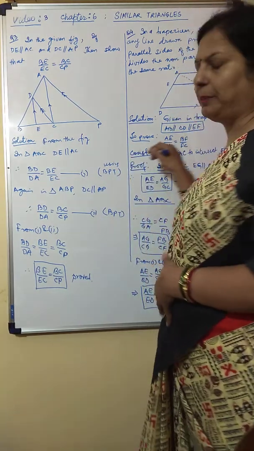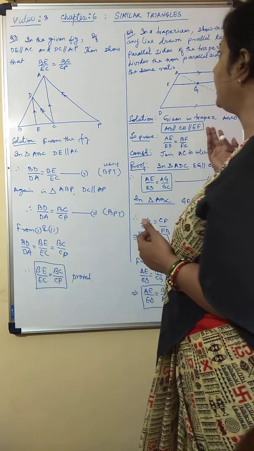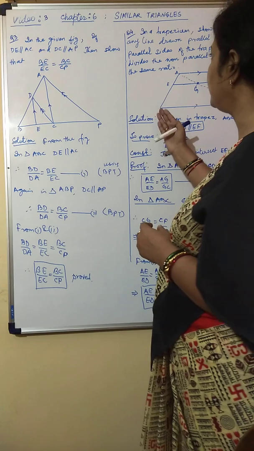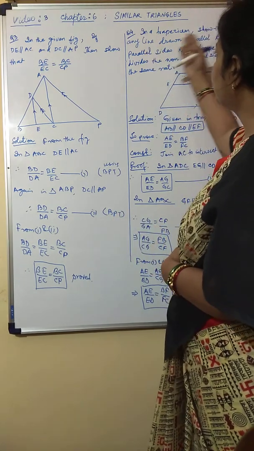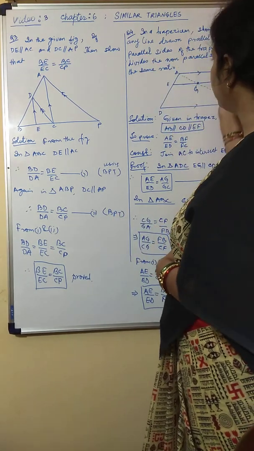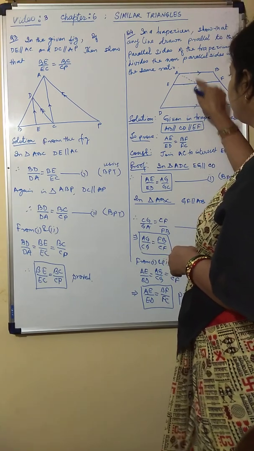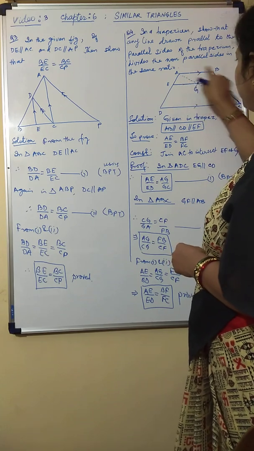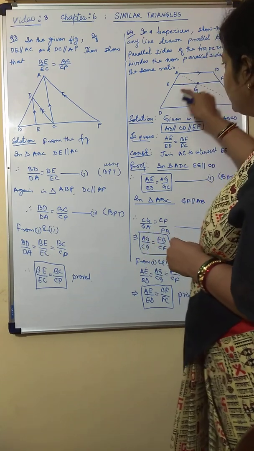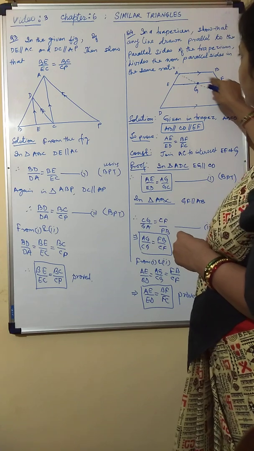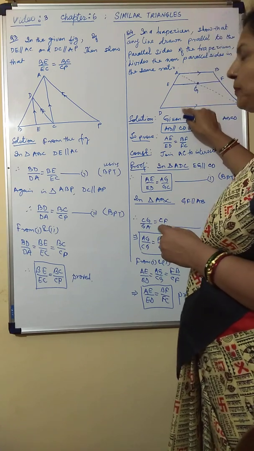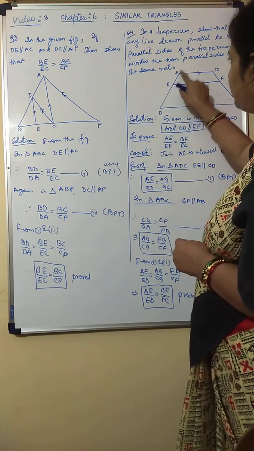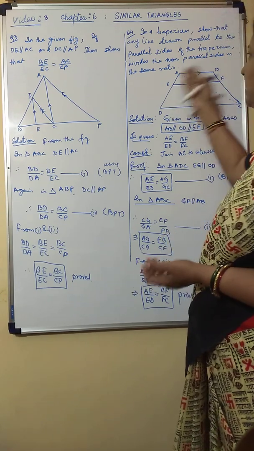The same question you will see put in a different form also, that in a trapezium ABCD. Now here it says that in a trapezium, show that the line which is drawn parallel to the parallel sides of the trapezium. Now ABCD is the trapezium and AB is parallel to CD. The question says that if a line is drawn parallel to the parallel sides, then it divides the non-parallel sides of the trapezium, which are AD and BC, in the same ratio.